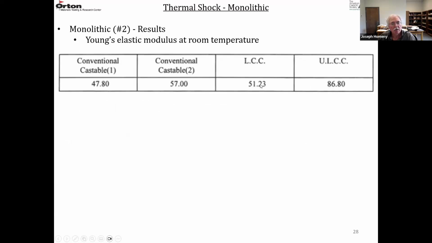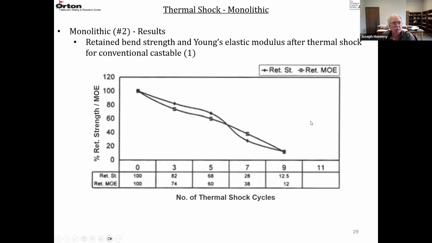Young's elastic modulus, and this is in gigapascals at room temperature. 47, 57, 51, they're all pretty similar, but the ultra low cement castable is denser and has lower porosity, so it has the higher elastic modulus.